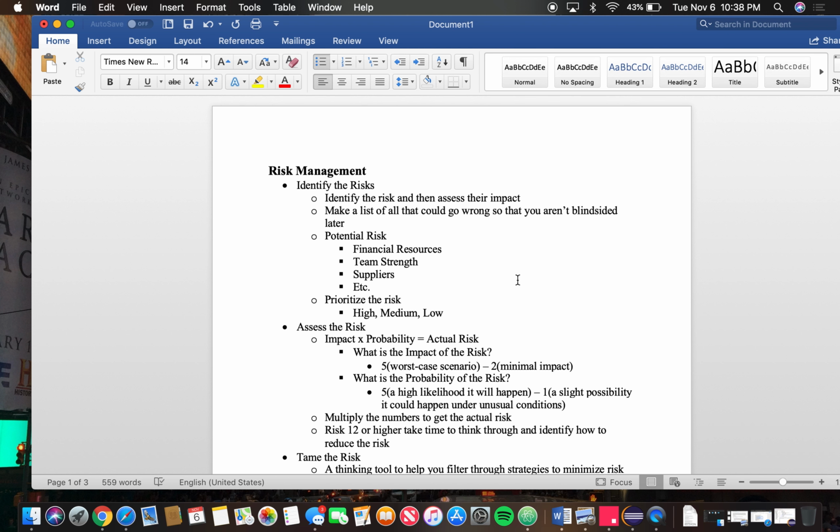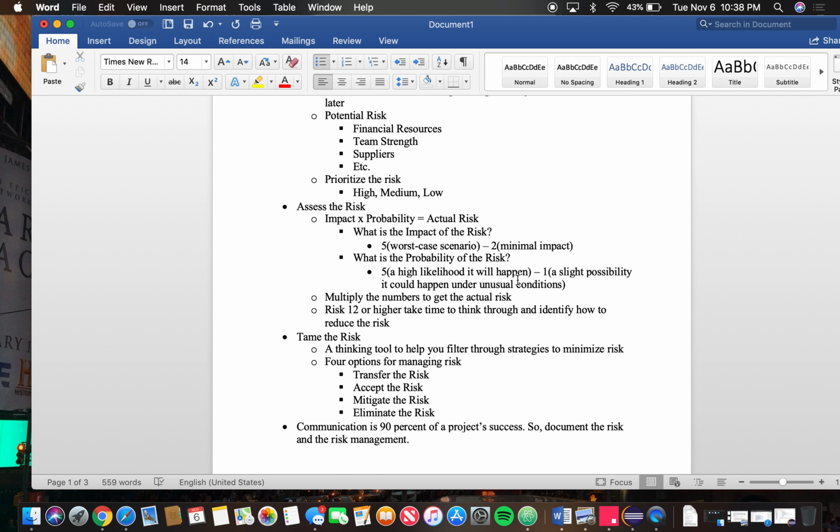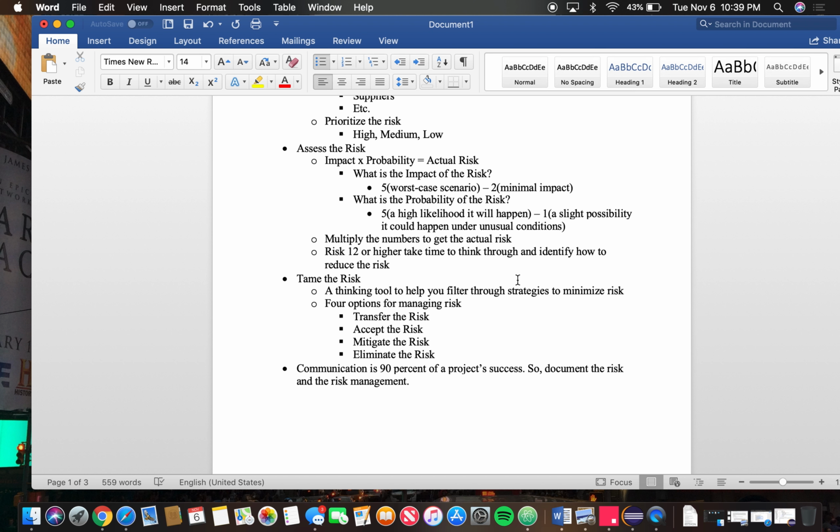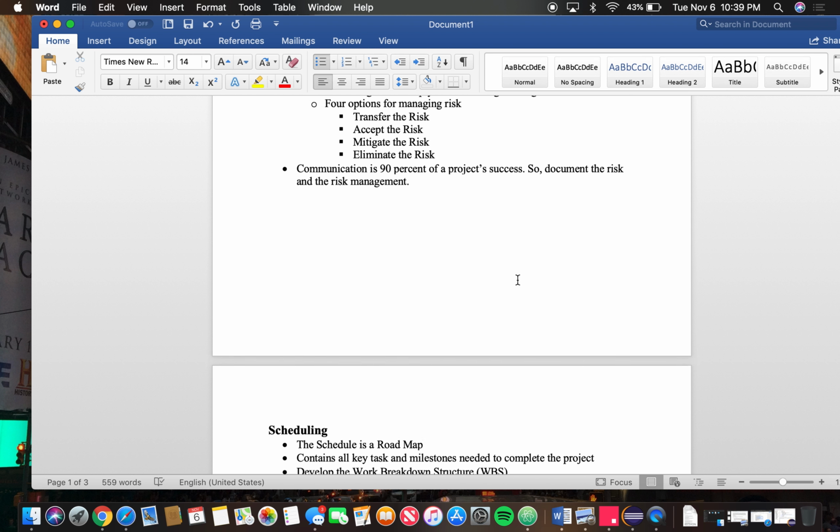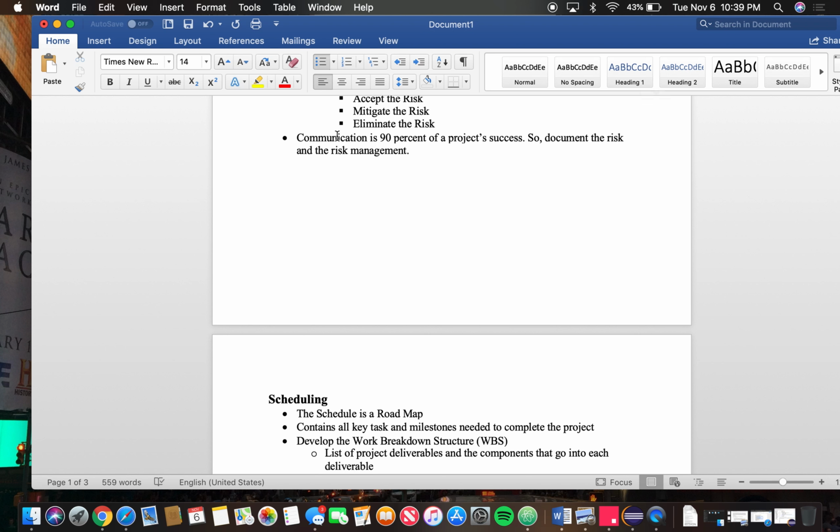Basically, this is the whole section on risk management. Just, hey, here are the risks. See how the risk will affect us, assess the risk, like the likelihood of it in the worst case scenario, and then tame that risk. Find a way to eliminate it, mitigate it, accept it, or transfer it. And basically, communication is a big thing. You want to have communication.